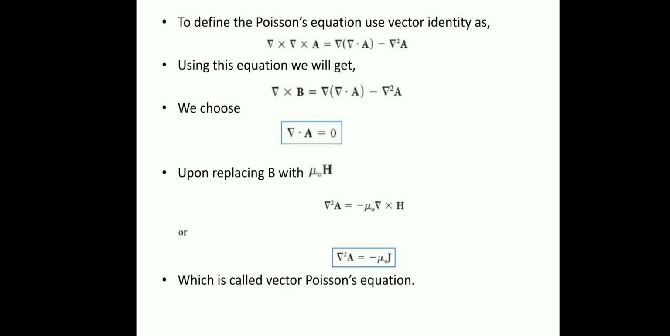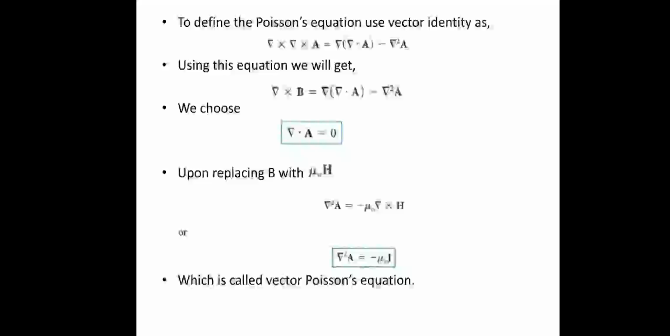In the case of the scalar magnetic potential, we already said that it will satisfy the Laplace equation. Similarly, the vector potential will satisfy Poisson's equation, which we can write as del square A equal to minus mu 0 J. For that we take a vector identity: del cross del cross A, applying the back minus cap rule, where the first del is A, the second del is B and A is C. Then you get del into del dot A minus del square A.